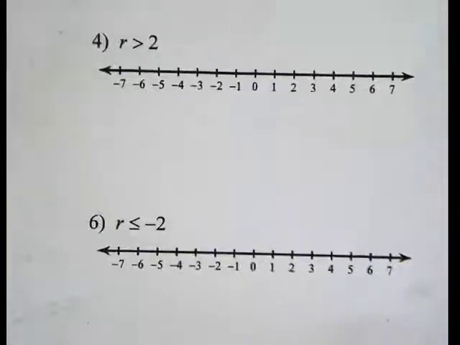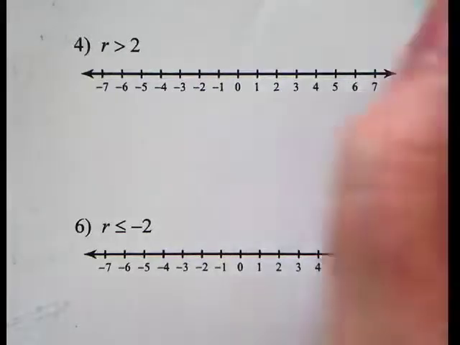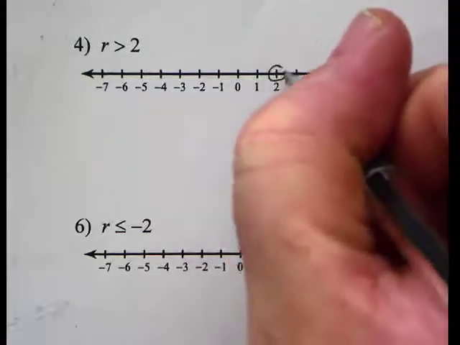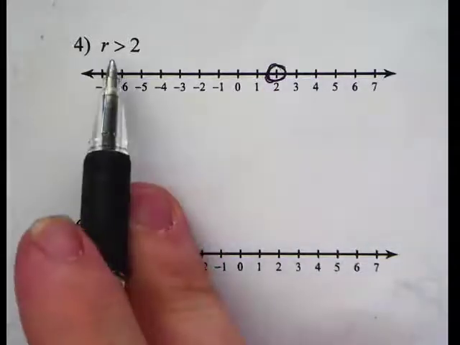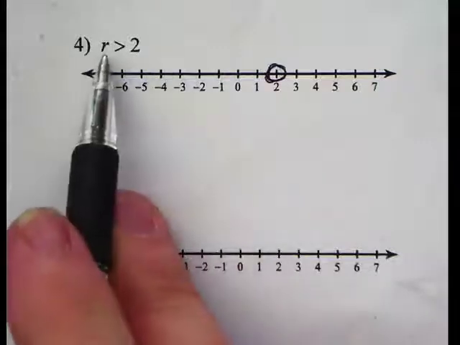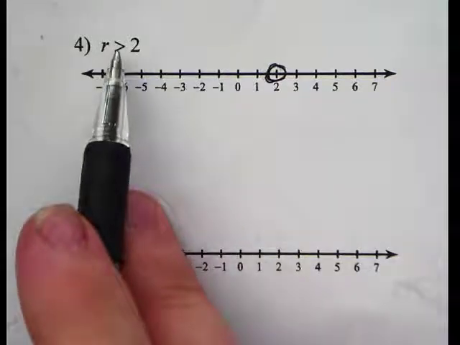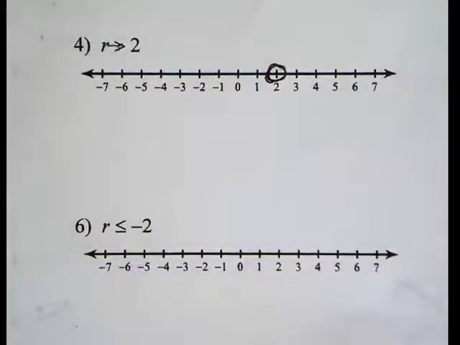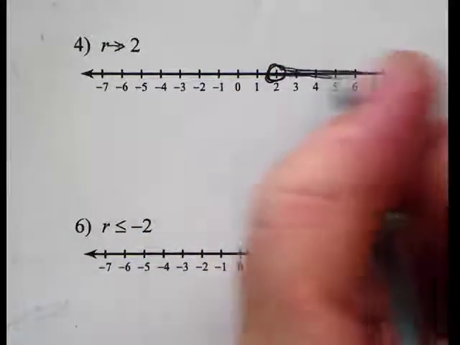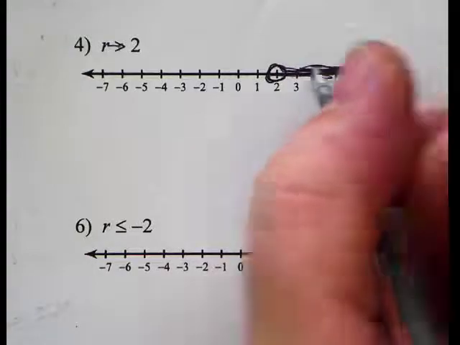Okay, r is greater than 2. It is not including 2, so it does not equal 2. So I'm going to do a hollow circle, and it's greater than, so I'm shading to the right. Or if you look at the arrow, which way is it pointing? It's pointing towards the right, like that. And so I'm going to shade to the right.